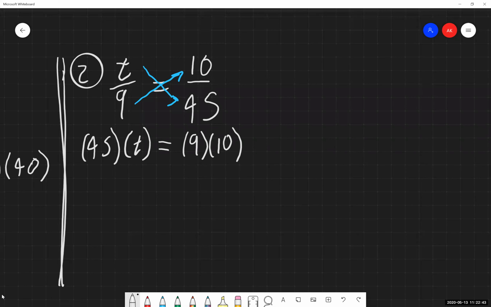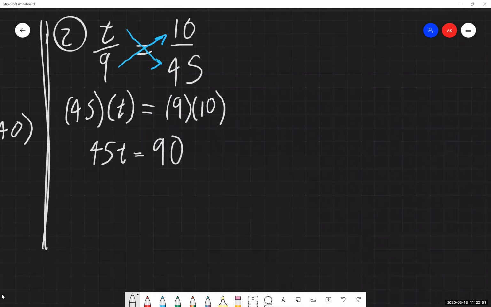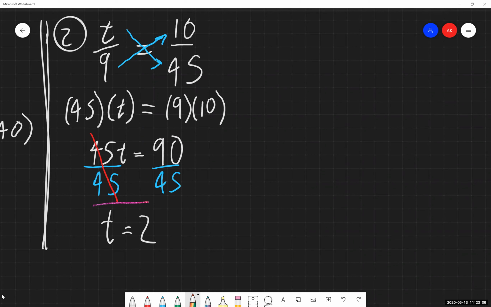Simplify each side, so I have, on the left side, 45t. On the right side, we're getting 90. And then divide both sides by 45. Forty-fives cancel on the left, getting t is equal to 2. And we get our answer there.